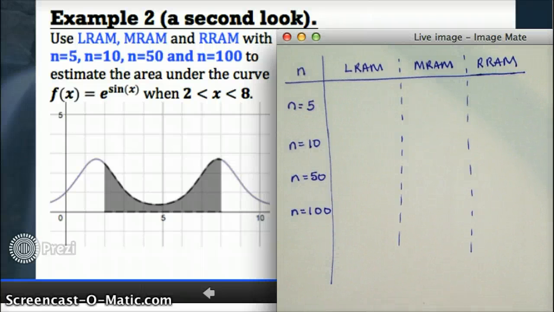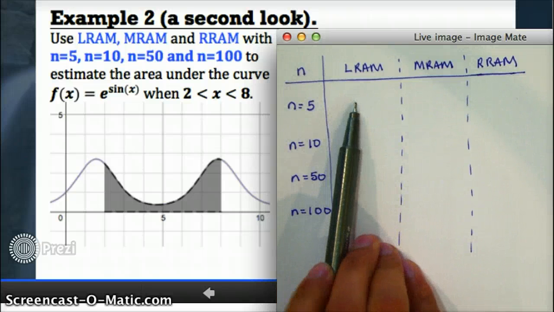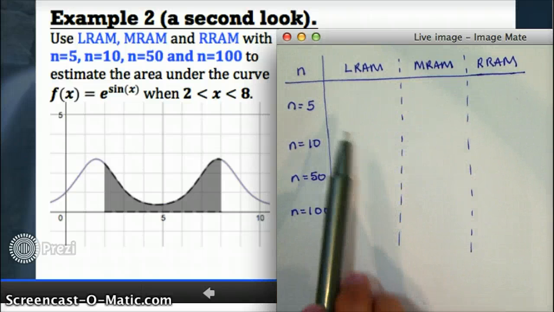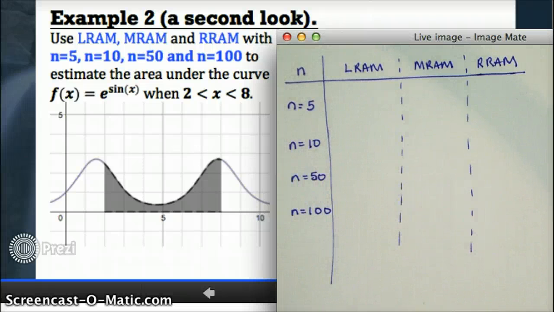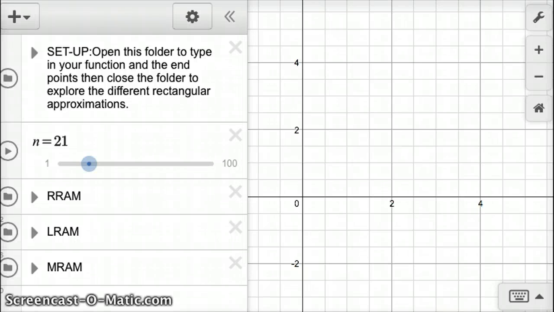So here's how you use the program. I'm going to calculate this first one to model for you, and then I'm going to ask you to do some of these other ones. So we're trying to get the left-hand approximation for n equals 5, and then just keep in mind this is your function, and this is the interval that we want. So if you have that Desmos page open, the first thing you're going to want to do is to set up your function.